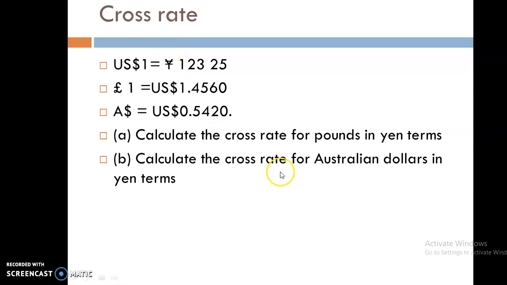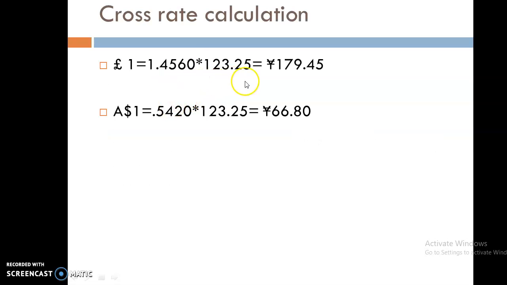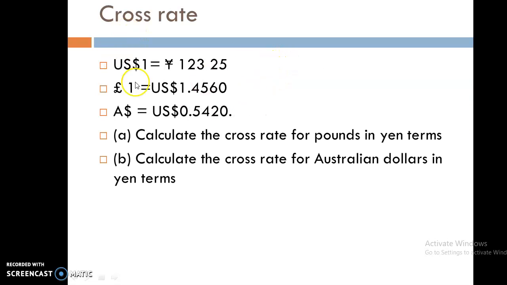What do you do for that? 1 pound equals how many yen? So you just do the multiplication between these two. 123.25 into 1.4560. You will get how many yen? That's 179.45 yen. You will get the calculation like this.